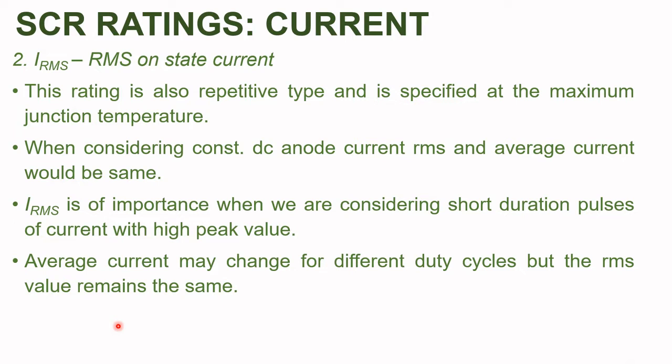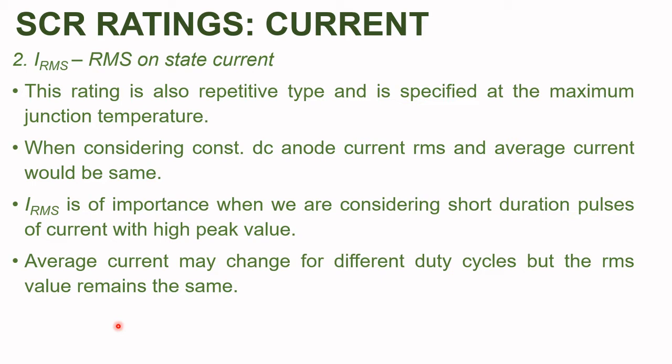Next rating is IRMS, or the RMS current rating. This rating is also of repetitive type and is specified at the maximum junction temperature. When considering the constant DC anode current, RMS and the average value would be the same. The heating of the resistive elements of a thyristor or SCR, such as metallic joints, leads and interfaces, depends on the forward RMS value of current.